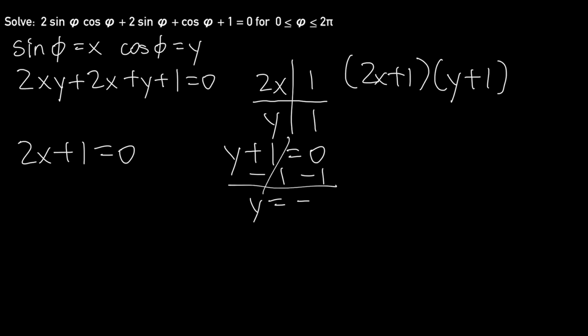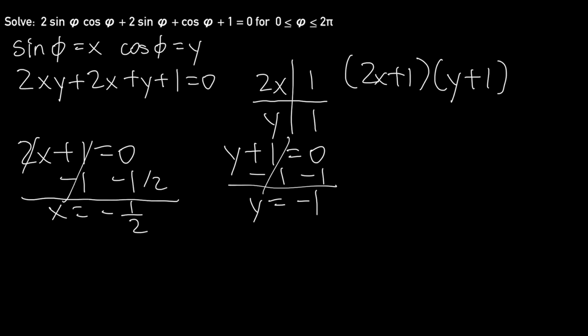We get y equals negative 1, and x equals negative half. Now we are not quite done yet, because remember, x is actually sine of phi, and y is actually cosine of phi, so I have to actually replace it back. So now we have sine of phi equals negative half, and cosine of phi equals negative 1.